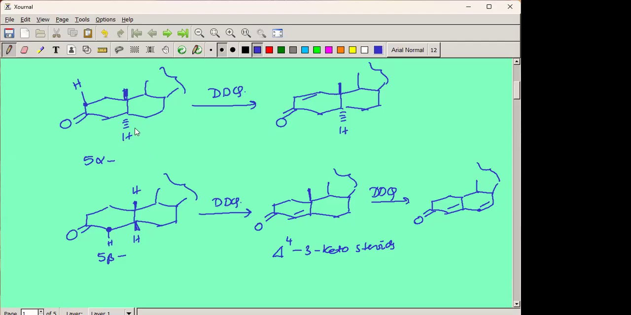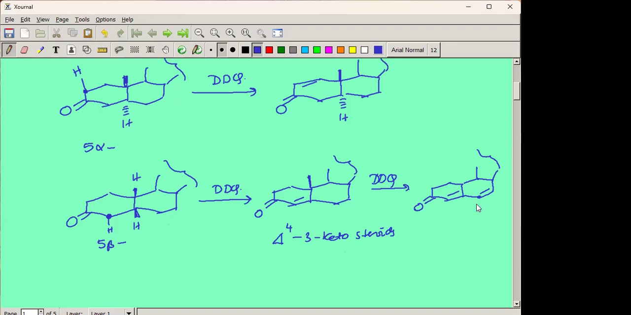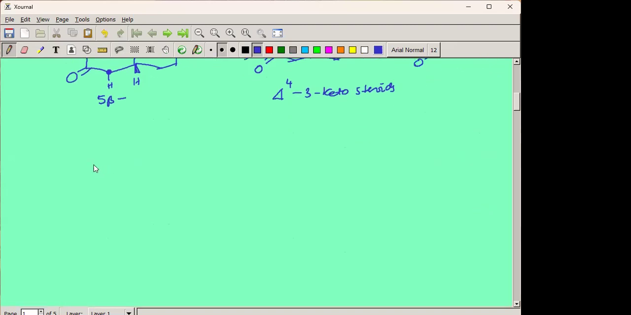If it is 5 alpha, this center is active, and at that position the reaction will take place. If it is 5 beta, this hydrogen is the active one, and that will be involved in the reaction. So this continuation will take place. Okay, so this is a useful reagent in steroids. Because of this versatility. So the next one is cyclization reactions. The next application is cyclization.